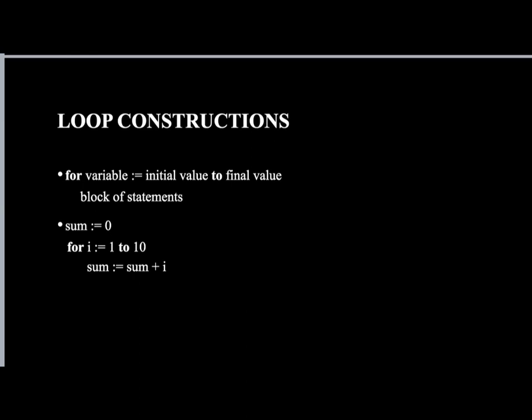Start out with sum equals 0. And then I'm going to run this for construction. I is going to go from 1 to 10. So when I is equal to 1, sum is going to get redefined to be the previous value of sum, which was 0, plus the current value of I, which is 1.